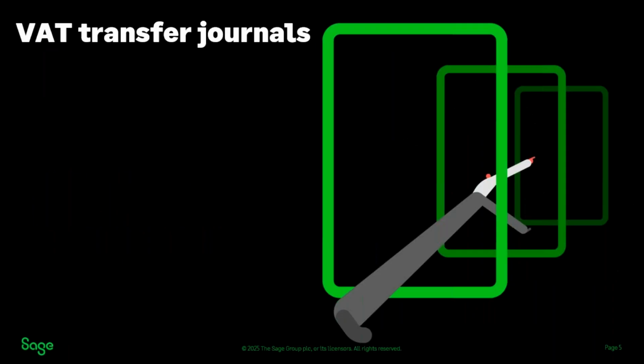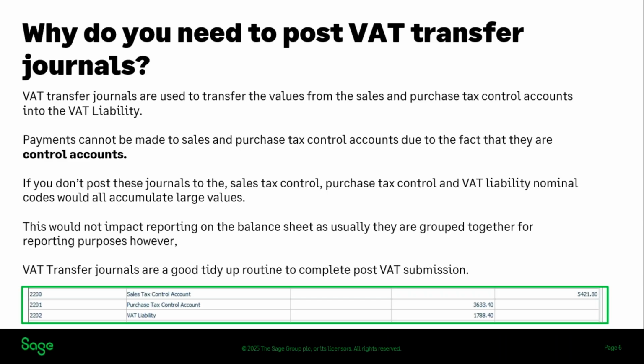Okay, so the first thing we're going to look at is VAT transfer journals. What these VAT transfer journals are is a tidy up routine that you do after your VAT return, to transfer the value of your sales and purchase tax control accounts for that period, so just for that period, out of those control accounts where you can't make a payment from onto your VAT liability.